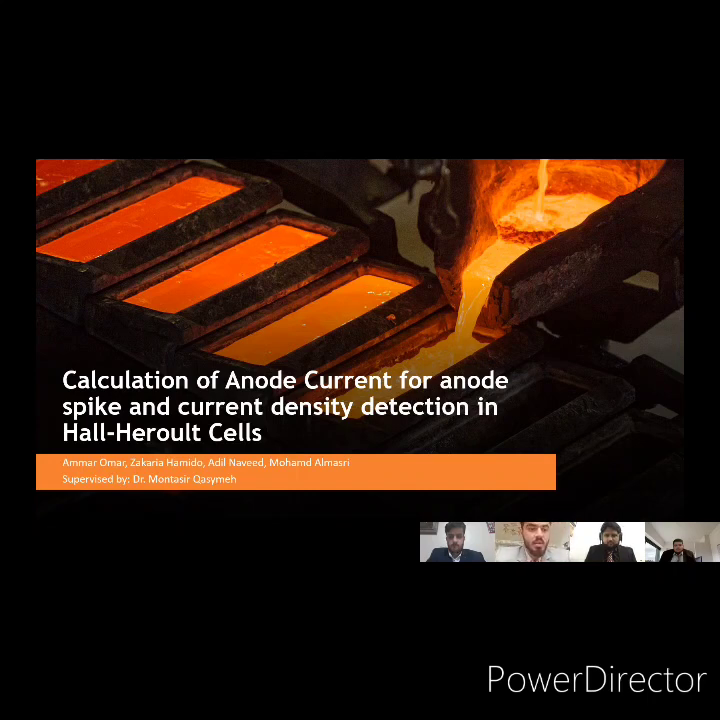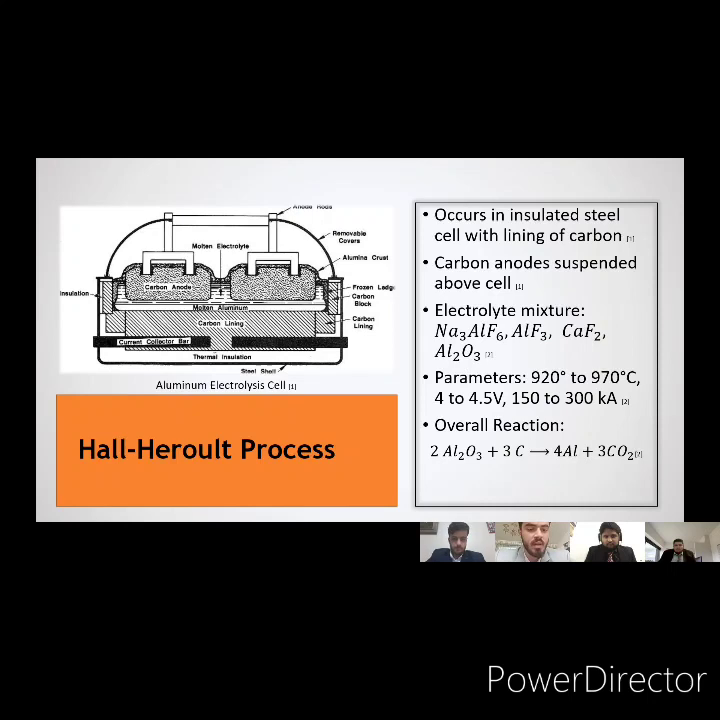In the Hall-Héroult process, aluminum electrolysis occurs in a rectangular steel cell that is insulated with carbon, and current is supplied to it by suspended carbon anodes. The electrolyte in the pot is a mixture of cryolite, aluminum fluoride, calcium fluoride, and alumina. This mixture helps in increasing electrical conductivity and decreases the melting point of cryolite to below 1000 degrees Celsius. Typically, cell voltage is 4 to 4.5 volts, and current is 150 to 300 kiloamperes, but these values can change based on the technology being used. The aluminum formed settles at the bottom of the pot.